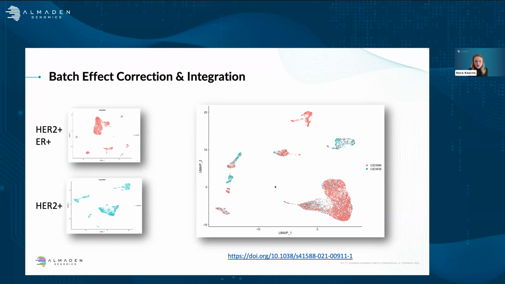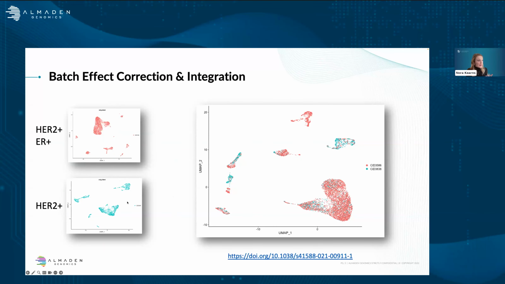The next thing that I want to talk about is batch effect correction and data integration, which is also really important in gaining confident insights into your data. So here's an example of 2 different breast cancer tumors. One of these tumors is HER2 positive and estrogen receptor positive. The other one is just HER2 positive. We have each individual sample processed without batch effect correction on the left, and then we have the data batch effect corrected and integrated on the right.